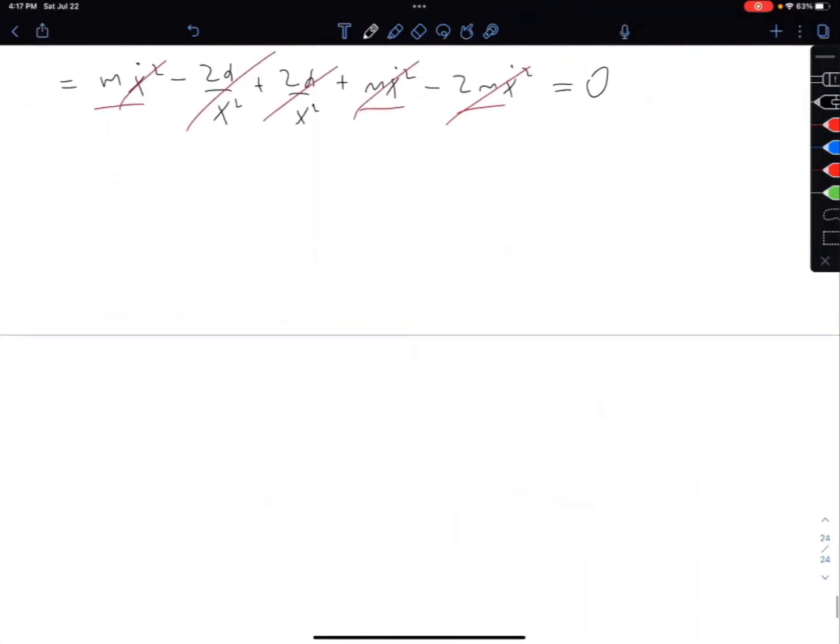Okay, so the last thing to talk about with Noether's theorem is we have one caveat.